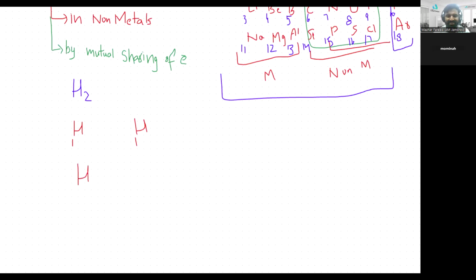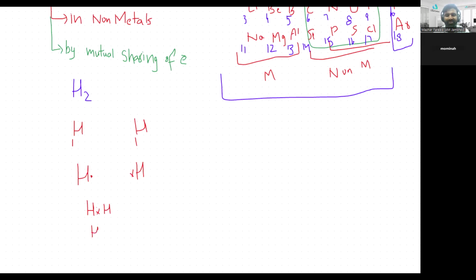I am representing its one electron with a dot, and the electron of this other atom with a cross. This is called dot and cross. So one electron from this hydrogen and one electron from this hydrogen, they share with each other. When they share, two electrons are accumulated. These two electrons make one bond.